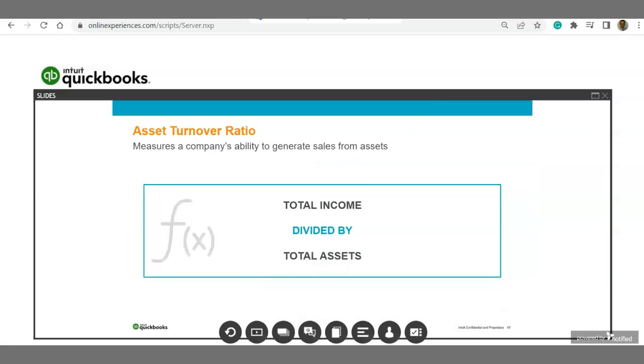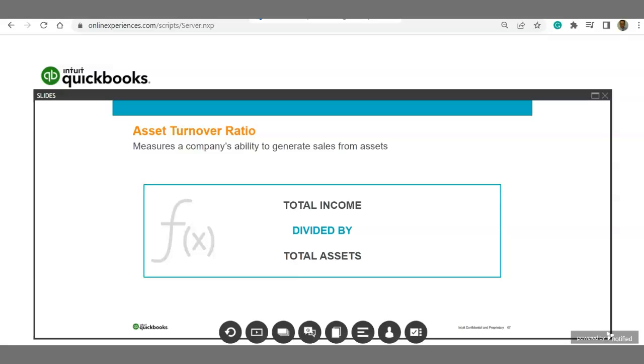We're going to start here with a common efficiency ratio called the asset turnover ratio. And it is calculated as the total income divided by total assets. So go to your P&L, grab total income, total revenue, total sales, whatever you call it, and then go to your balance sheet, grab total assets, and divide total income divided by total assets.